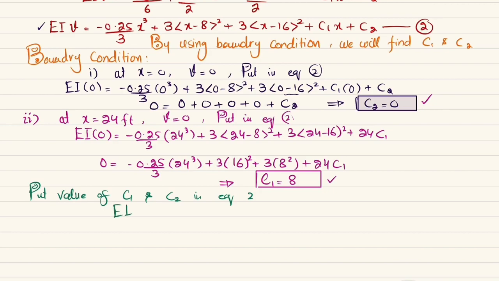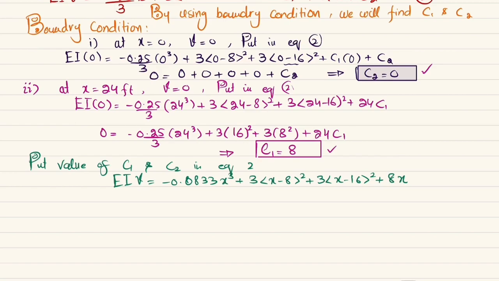So EI into V is equal to minus 0.25 divided by 3, which is equal to 0.0833 x cube, plus 3 into x minus 8 power square, plus 3 into x minus 16 square, plus C1 is 8, so 8x. Clear? And its unit will be, let me write the unit as well. So the unit will be kips into cubic feet.